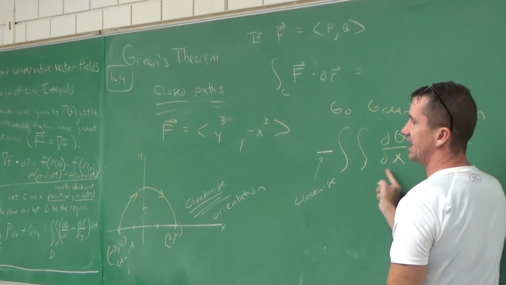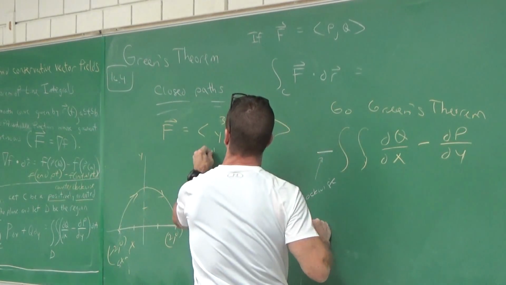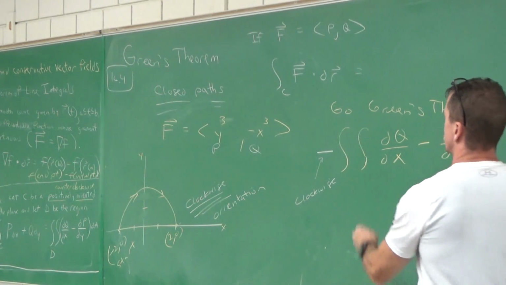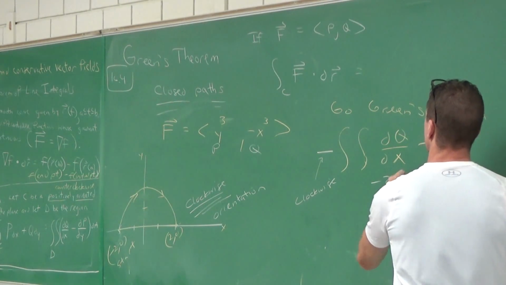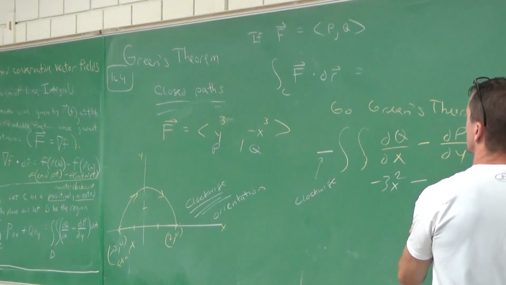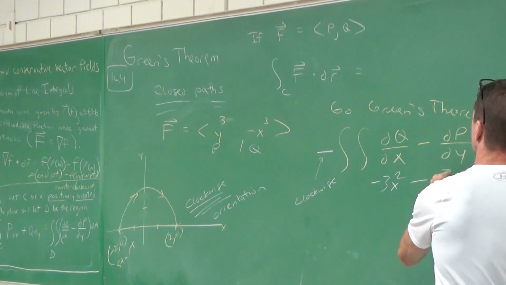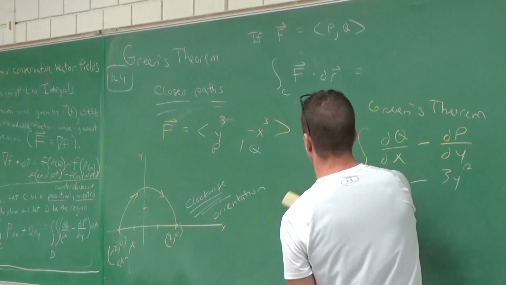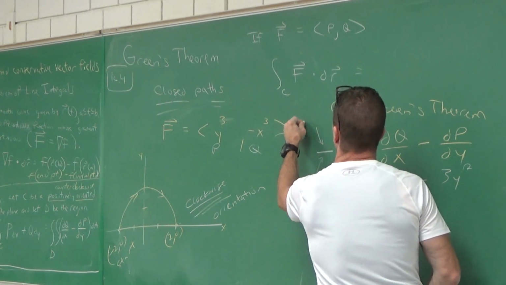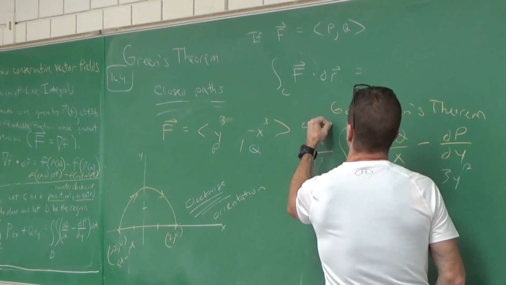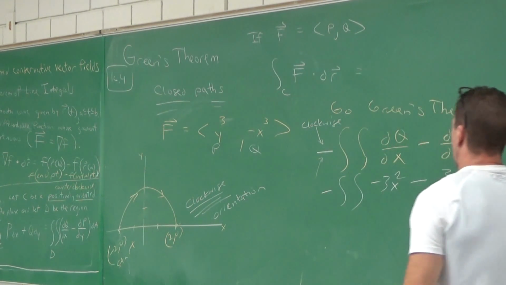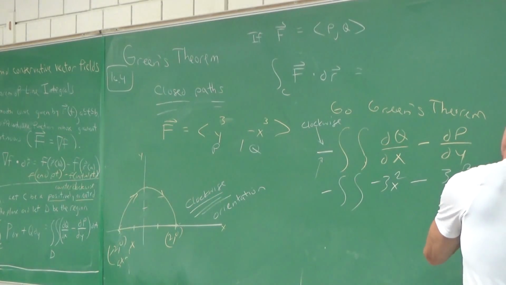Okay, now what's dQ/dx? That's P, that's Q. What's dQ/dx? Negative 3x squared. And what's dP/dy? Okay, I'll keep my minus. Going clockwise, I'm keeping this. That's why I got that minus out there. Any suggestions on how to work this out? I still got my dA.